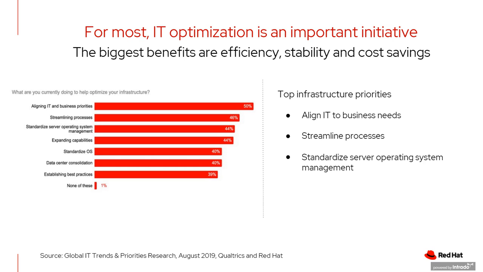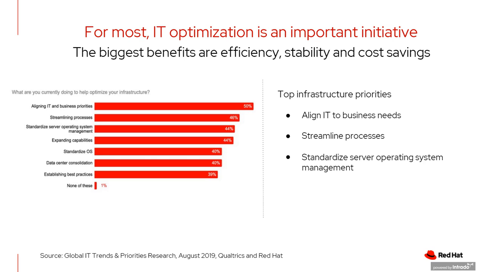And we're seeing this when we survey our customers. So this survey was taken last August. This was done by Qualtrics and Red Hat, where we asked customers, what are they doing to optimize their infrastructure? And the number one top priority that we see here is aligning the IT to the business needs and priorities.